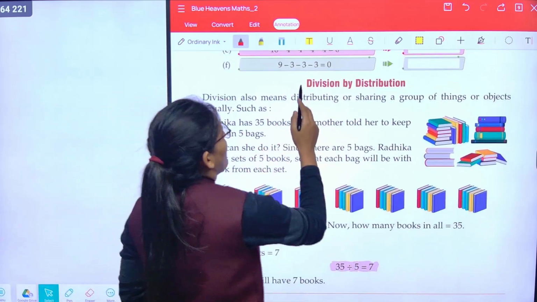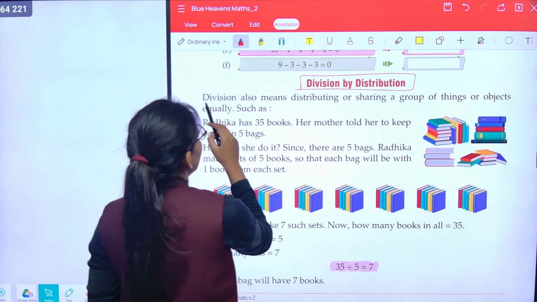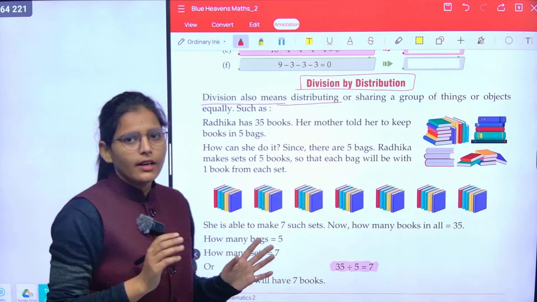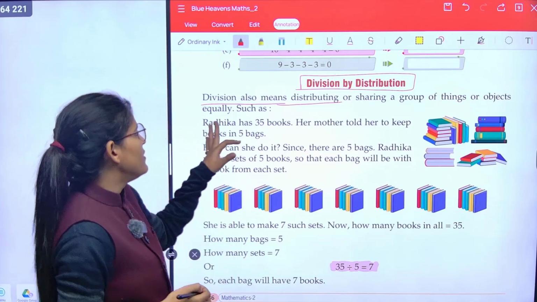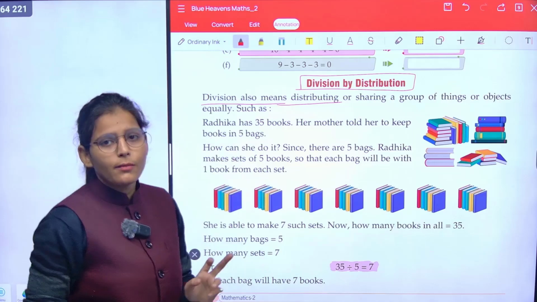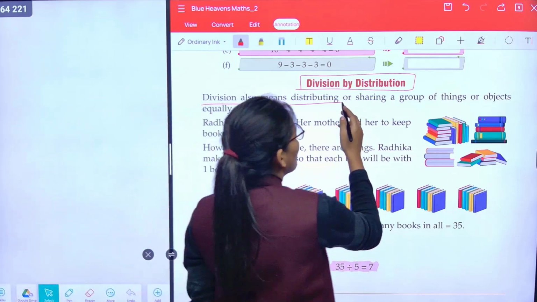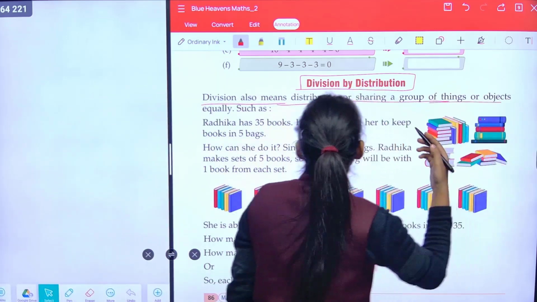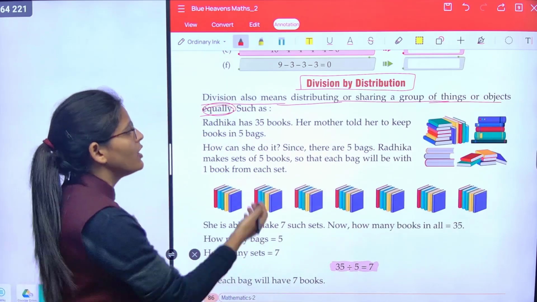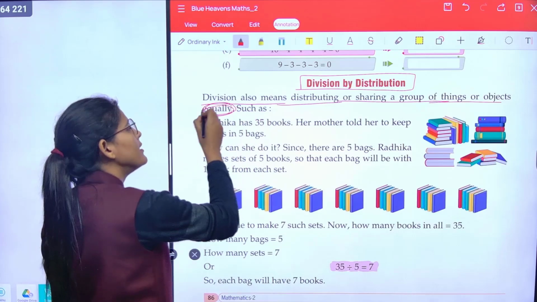Now, division by distribution. Division also means distributing. अब division का means क्या होता है? Division means distributing or sharing a group of things or objects equally. Mainly हम जो डिवीजन करते हैं वो क्या होता है? इक्वली हमें डिवाइड करना होता है.